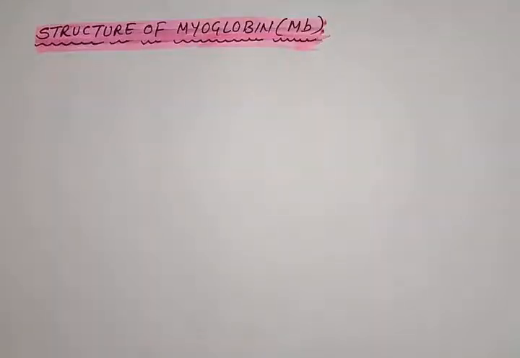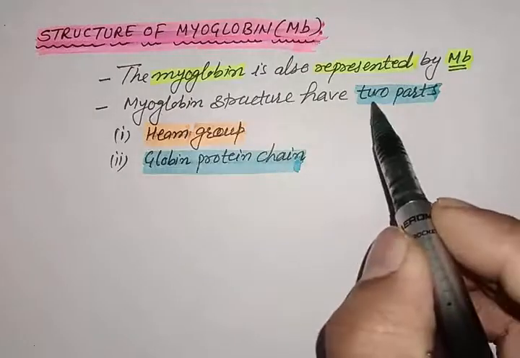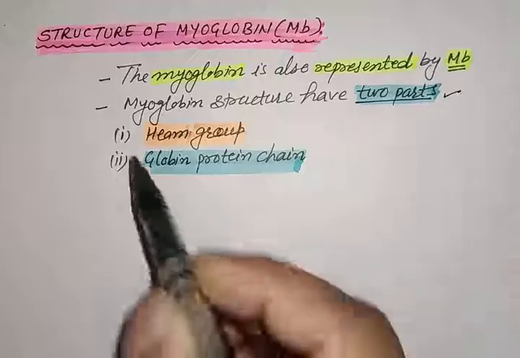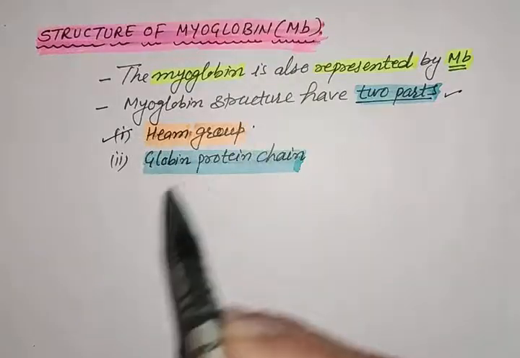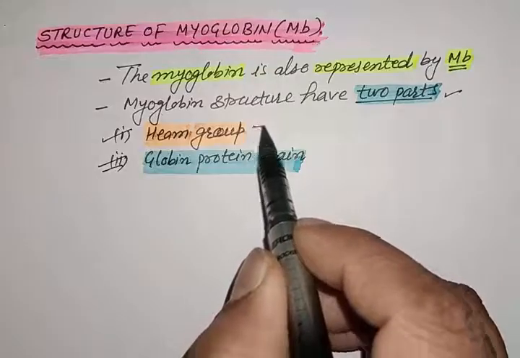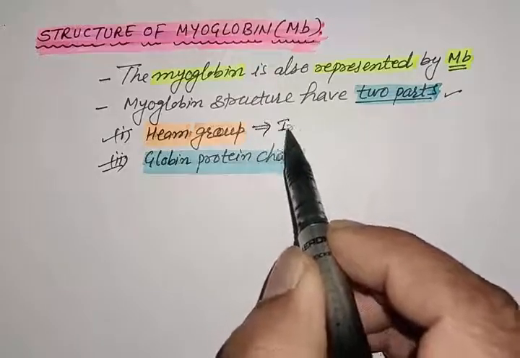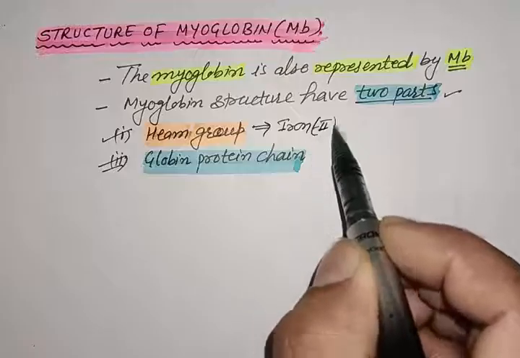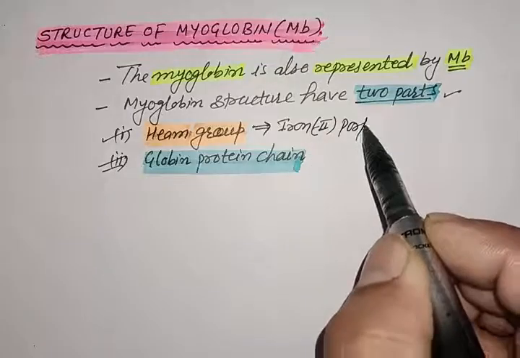The next topic is the structure of the myoglobin. The myoglobin is also represented by Mb. The myoglobin structure has basically two parts. The first part is also called the heme group, and the second one is the globin protein chain. The heme group is also called the iron 2 porphyrin complex.